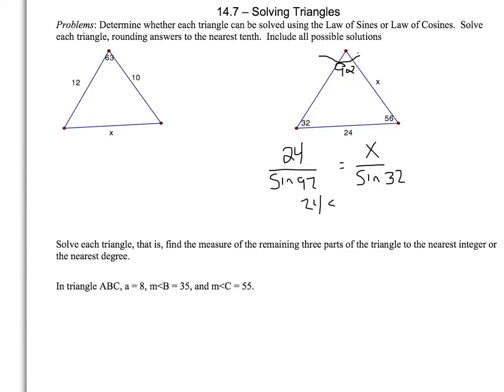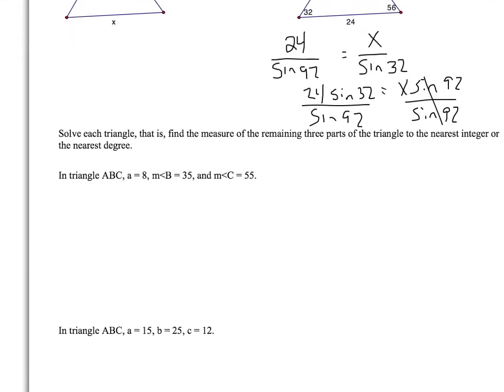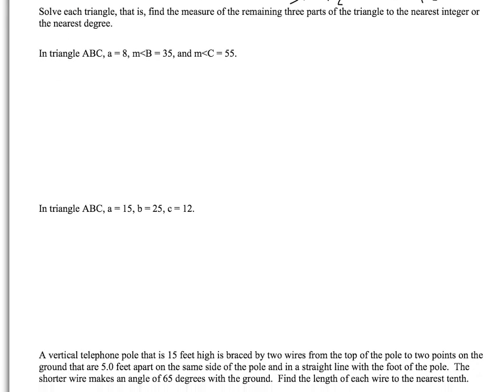Cross multiply. Divide by sine 92. And you end up getting x is equal to 12.7. Nearest tenth, so I know I'm good. And that's all I'll have to do for that one. So you guys will be stuck with the first one.